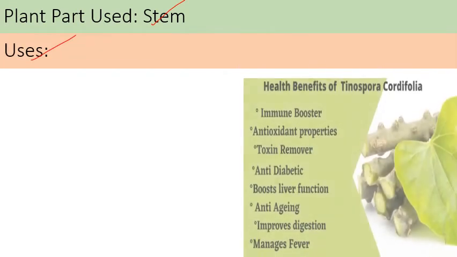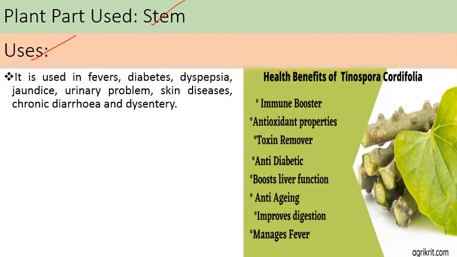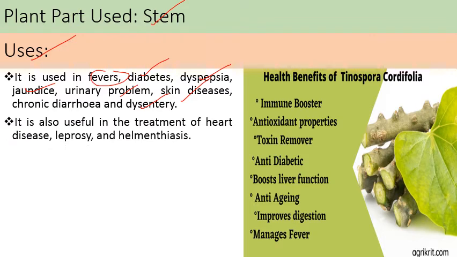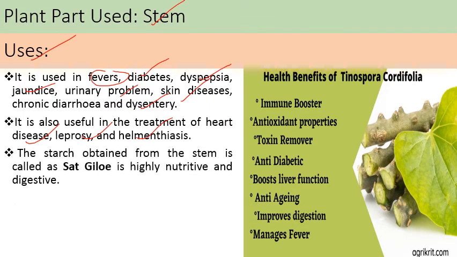And what are the various uses of giloy? So health benefits of this Tinospora cordifolia. It is used in fevers, diabetes, dyspepsia, jaundice, urinary problems, skin disease, chronic diarrhea and dysentery. So इन सभी diseases को treat करने के लिए इसे use करते हैं. It is also useful in treatment of heart disease, leprosy and helminthiasis. The starch obtained from the stem is called sat giloy, which is highly nutritive and digestive. So in addition to this, it also has health benefits, like it acts as immunomodulator or immune booster, then antioxidant properties, toxin remover है, anti-diabetic, boosts liver function, anti-aging है, improves digestion, and manages fever.